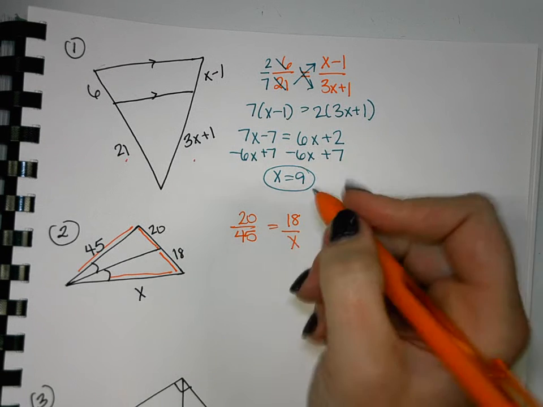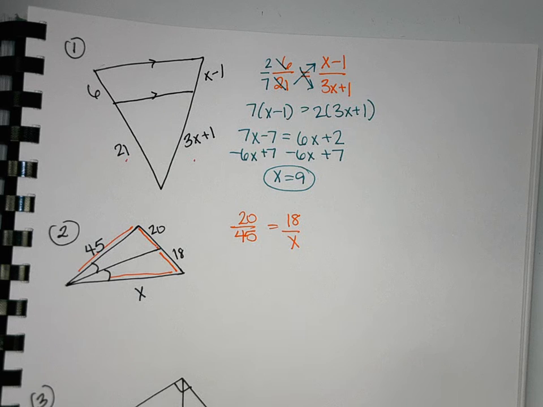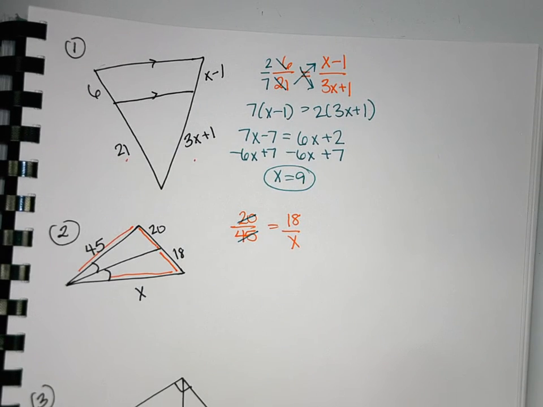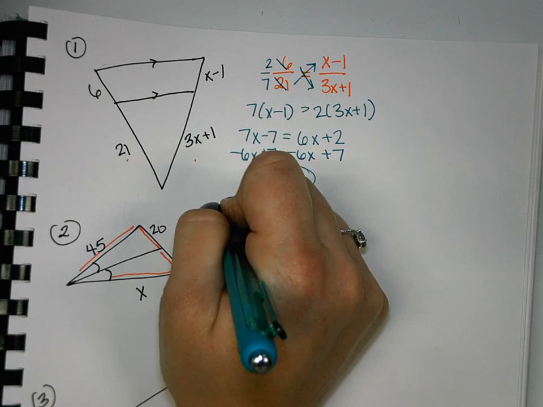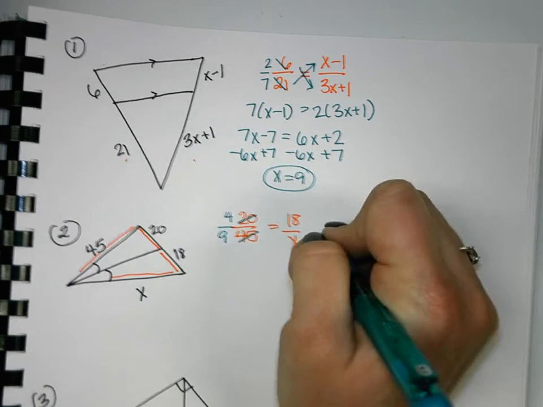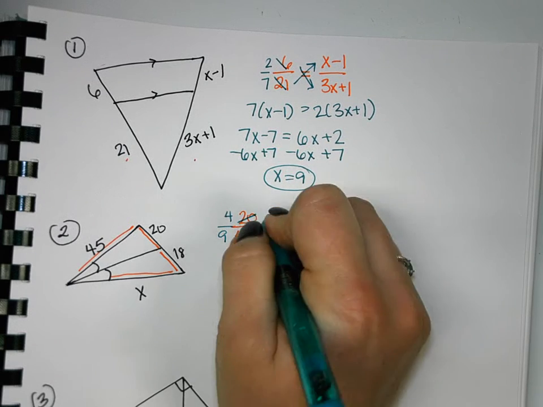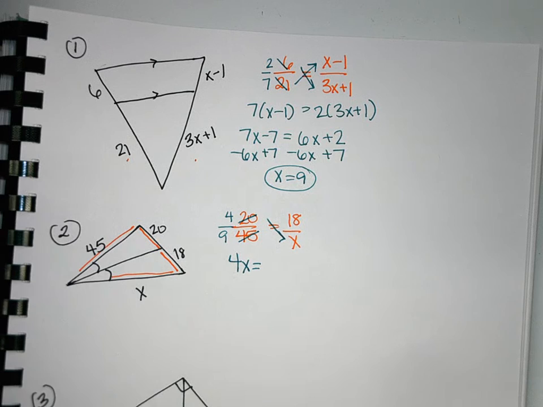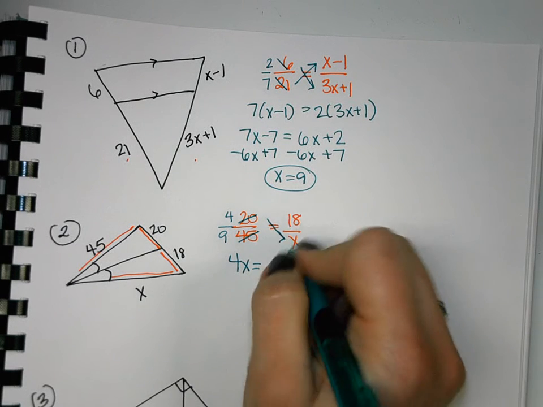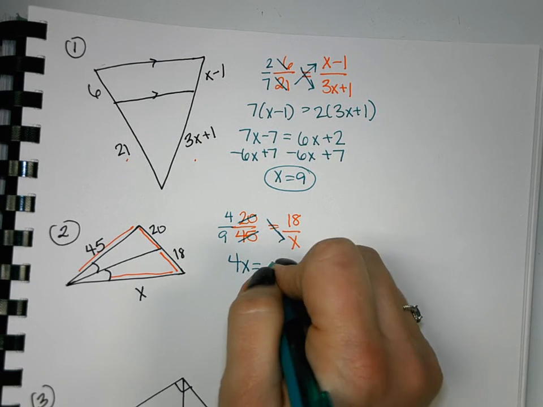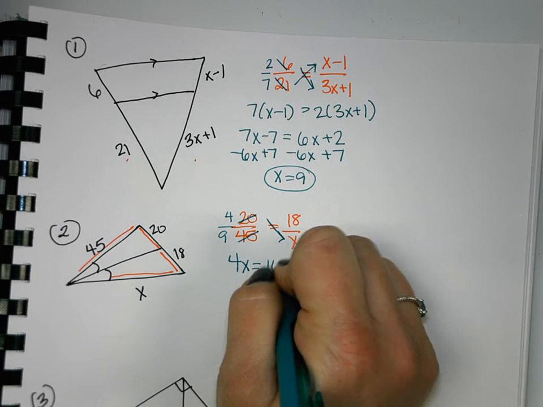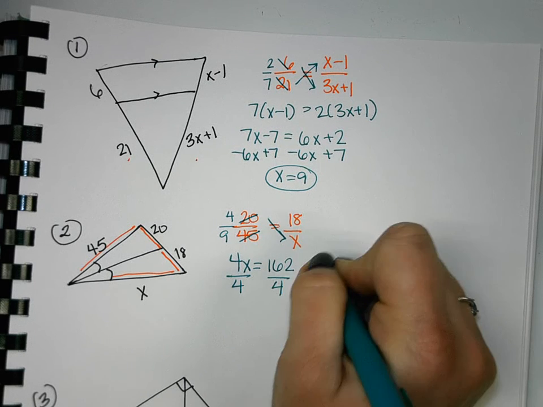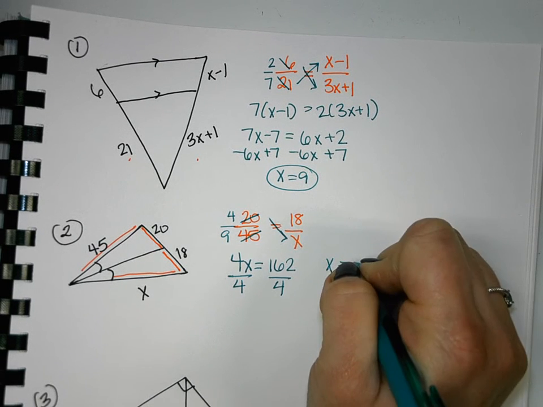So from here, again, I'm going to simplify before I cross multiply. What's a number that goes into both 20 and 45? 5. Okay, so that'd be 4 and 9. So let's see. 4x equals, what's 9 times 45? 162. 162, thank you. And then when we divide, what do we get? You get 40.5? Good.